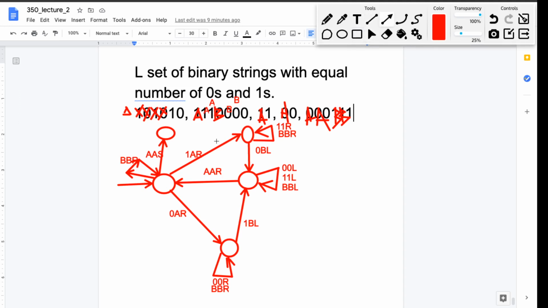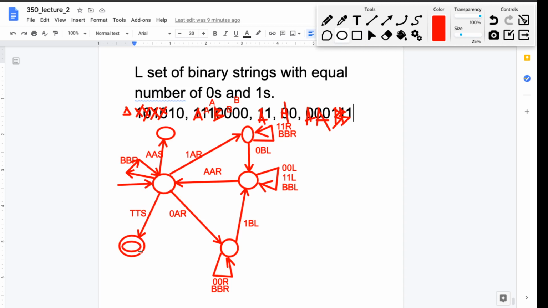And if after all the B's I don't have any A's or B's, if the symbol I see is triangle and I'm located in that state, in this case I just accept. So triangle, I'm going to say T, for triangle, T, S, and I'm going to accept. In this case, TTS. Cool. What else? I don't think that's it. I need to take care of all the situations where I need to reject.